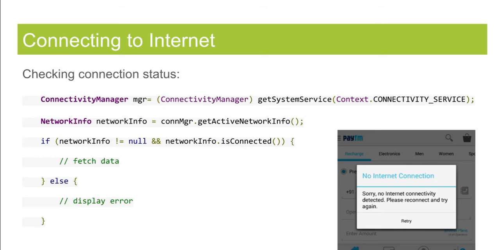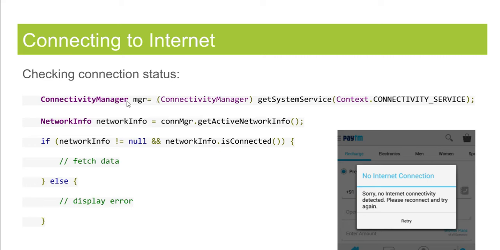Let's come to the code now. First, we will have to see whether the device is even connected to internet before doing any network related operation. The code is very simple, 2 or 3 lines code here. We'll use connectivity manager here. This is Android API class which is used to know the status of the internet or the network on the device.